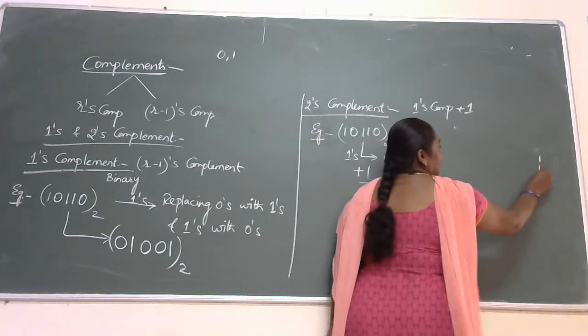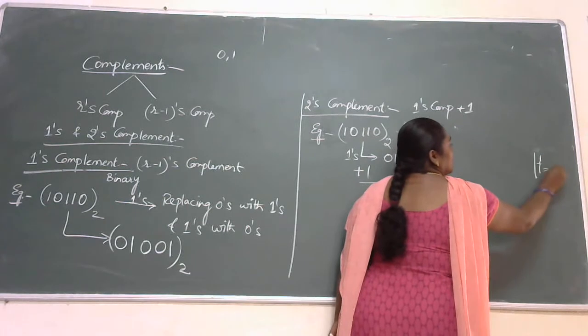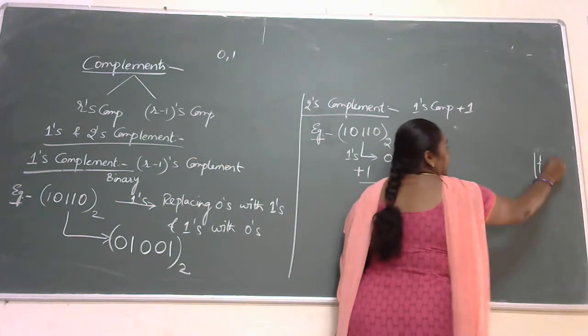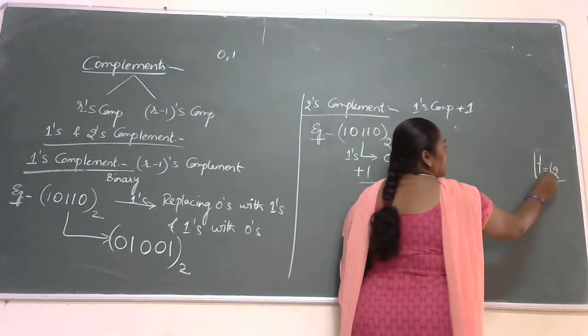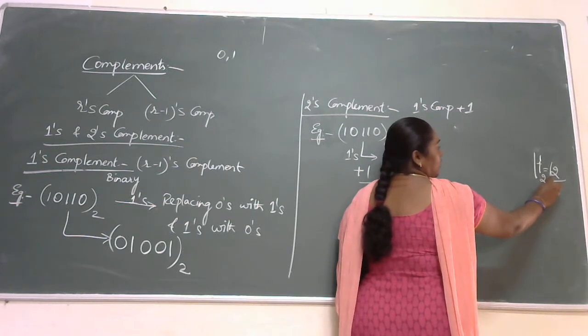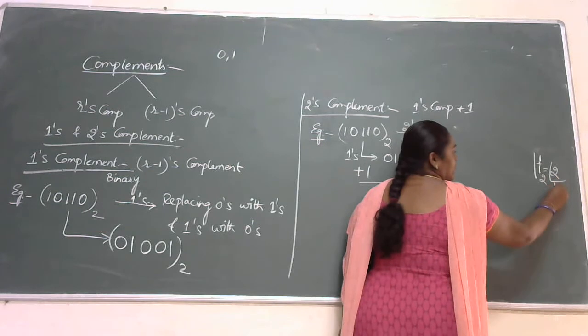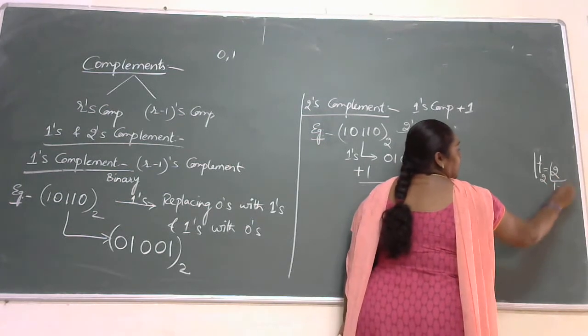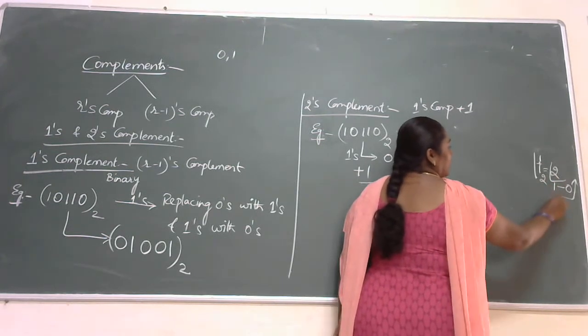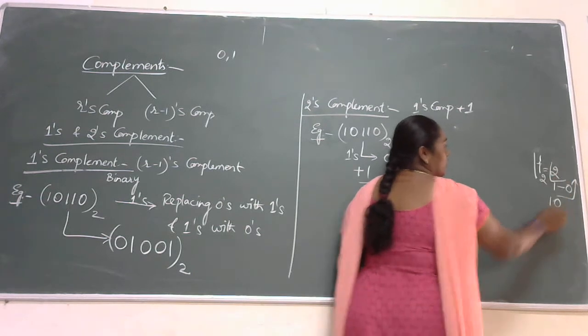In general, 1 plus 1 is 2 in decimal, but what is the equivalent of 2 in binary? We know how to convert decimal to binary. Divide by 2, so the quotient is 1 and the remainder is 0. So the equivalent for 2 is 1, 0.